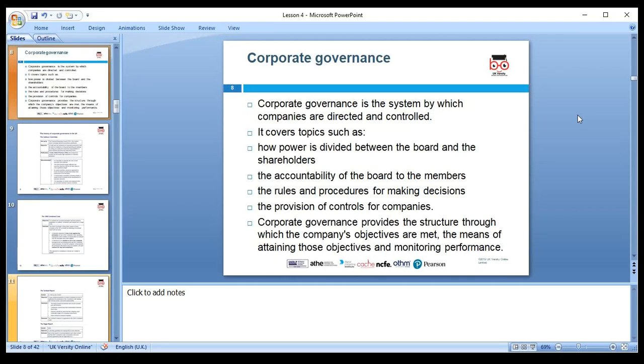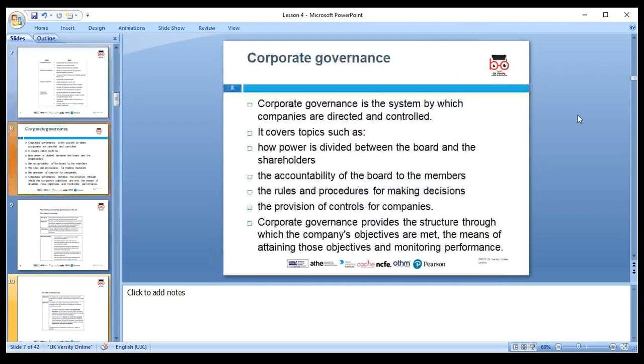So all we need to look around in these are the critical success factors. Another we need to look around is corporate governance, how the organization is governed and controlled. It is a system by which companies are directed and controlled. It governs topics such as how power is divided between the board and the shareholders, the accountability of the board and the members, rule procedures, making decisions, and the provisions of the company. And governance provides the structure through which the company objectives are met.